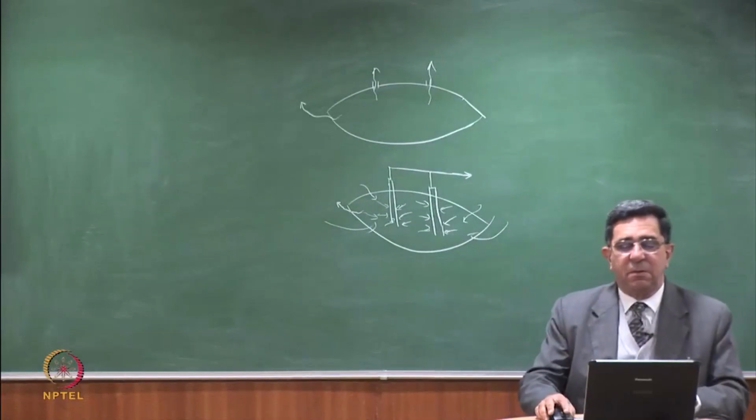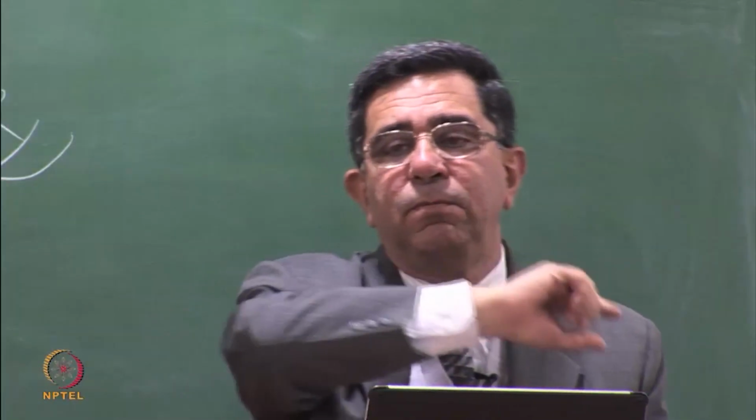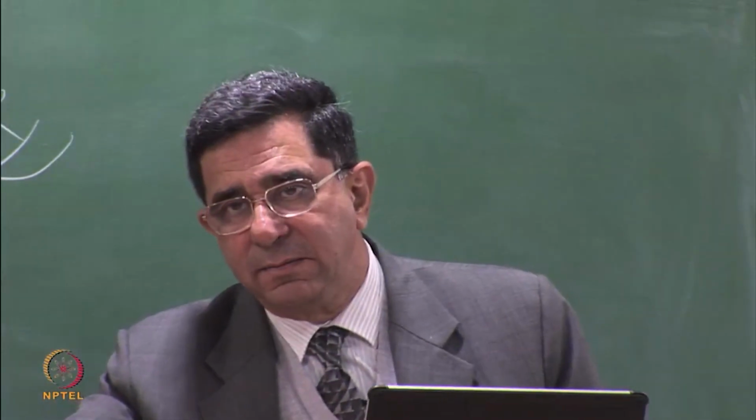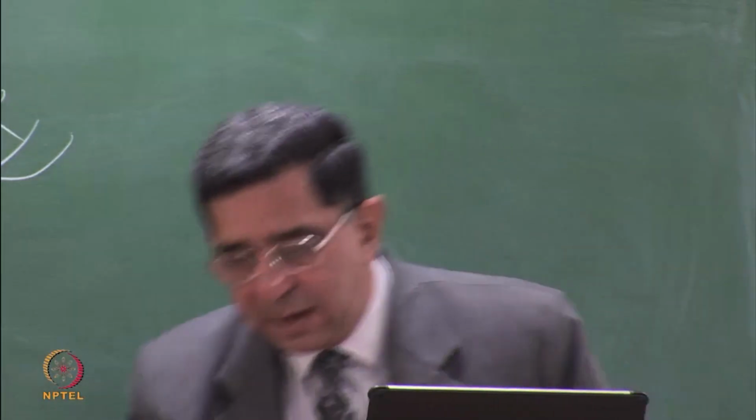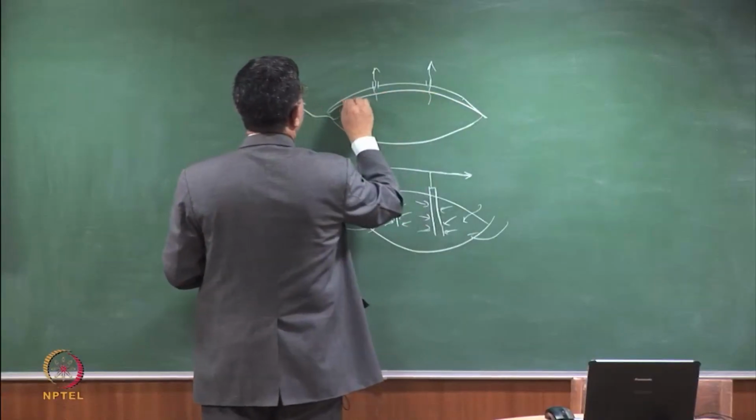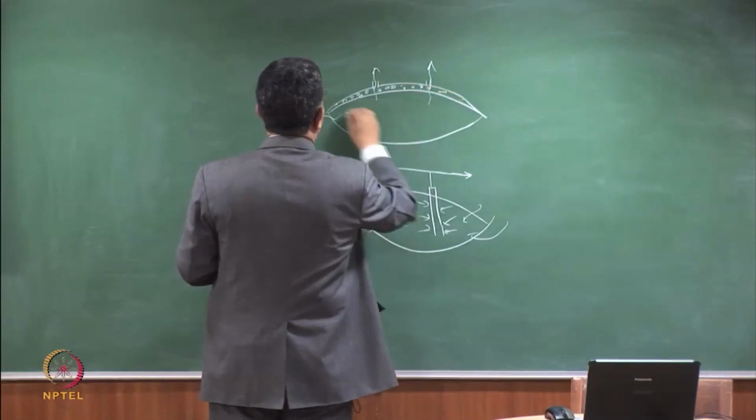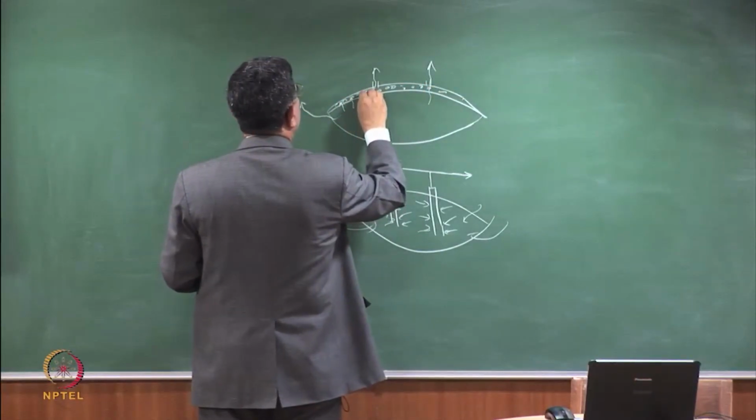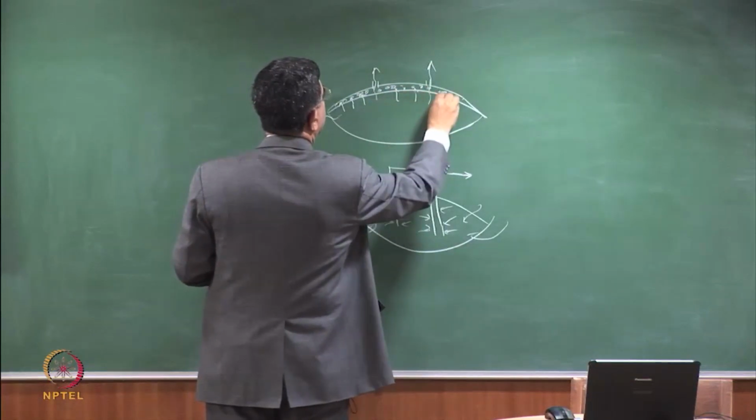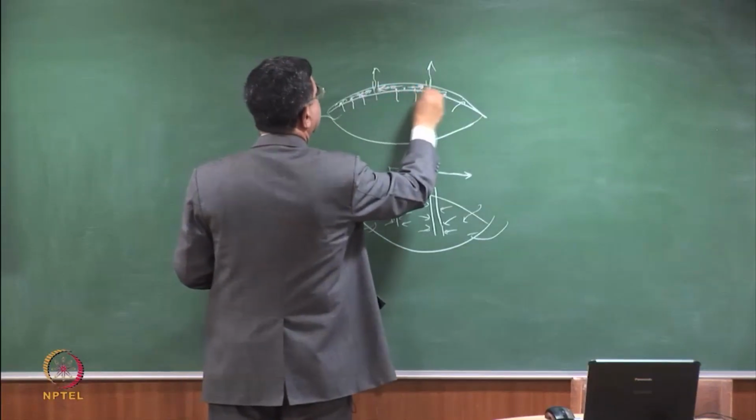So in passive systems, the pressure of the gas is the driving force, and in passive systems, what do you do? You have a cover. Just put a gravel blanket under the cover. That means if I put a gravel blanket under the cover, then, this is of course an exaggerated view, all the gas which is coming out will come into the gravel blanket, and then it will travel in this high drainage path to the vents.